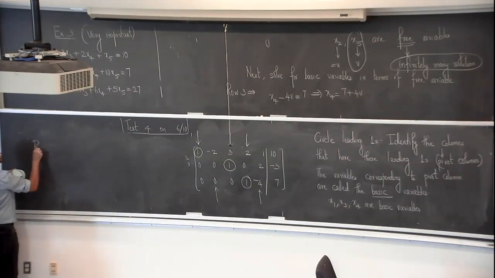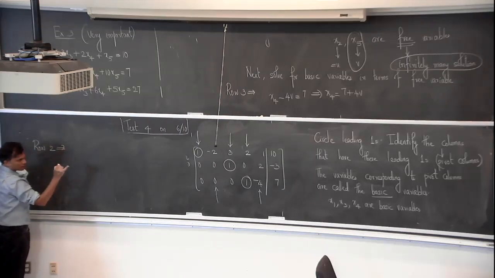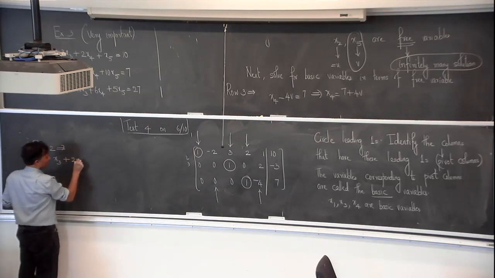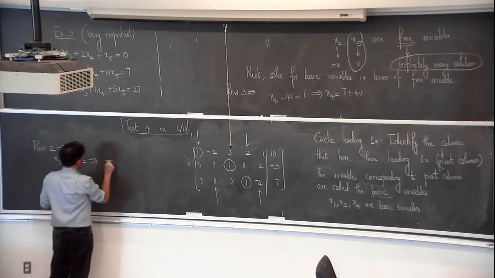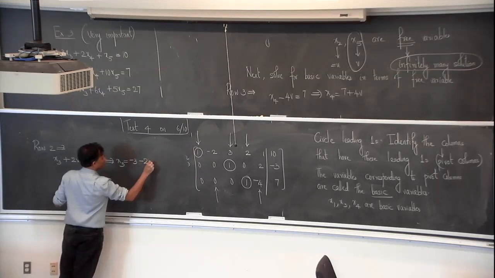So row 2 gives you x0, x1 plus 0, x2 plus x3, which is a basic variable, plus 0x4 plus 2x5, which is 2v, equal to negative 3. So x3 equals negative 3 minus 2v.